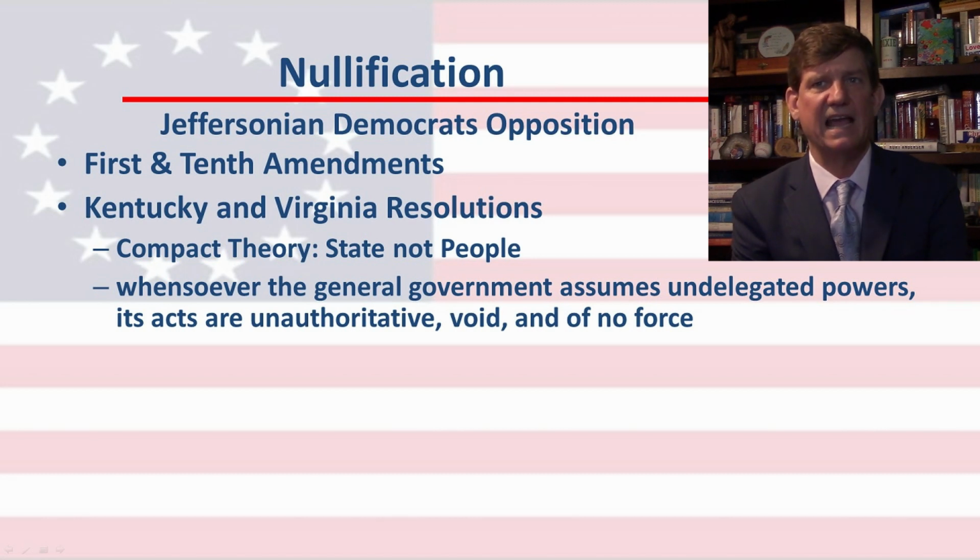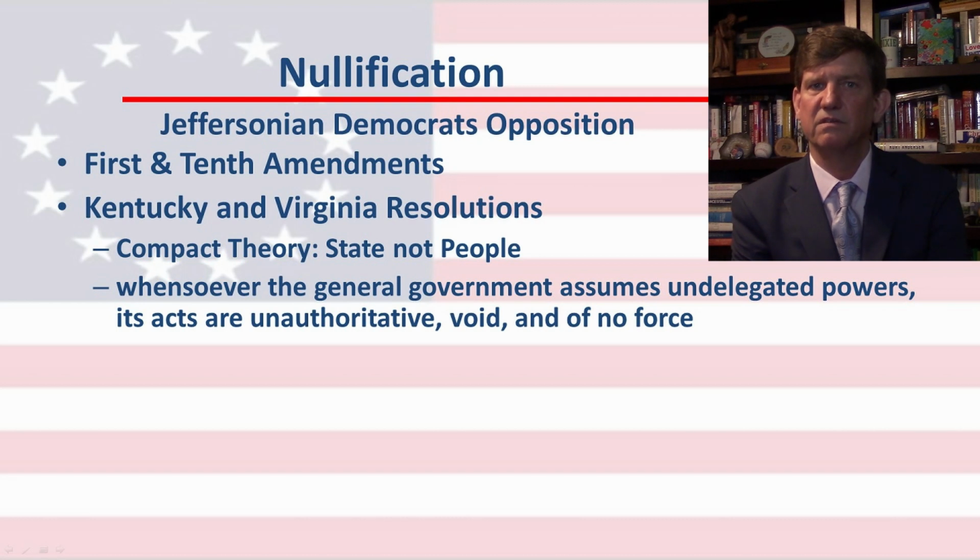And so the states, whensoever the general government assumes undelegated power, its acts are unauthoritative, void, and of no force. So Kentucky and Virginia passed resolutions stating that the federal Alien and Sedition Acts were null and void. They had no force in Kentucky and Virginia.